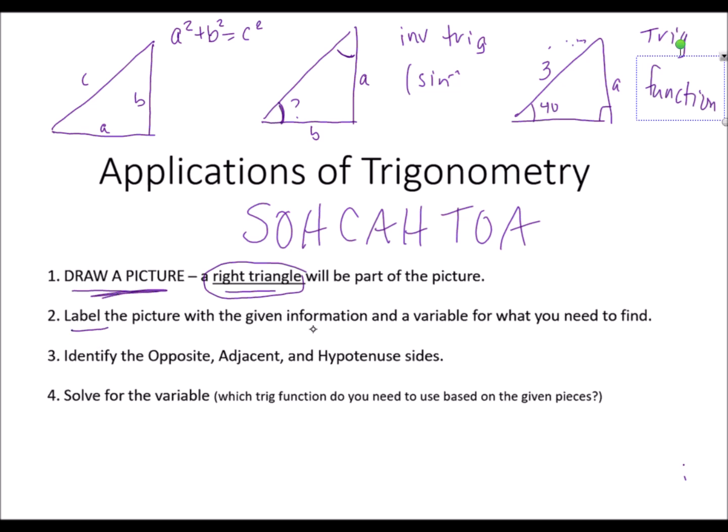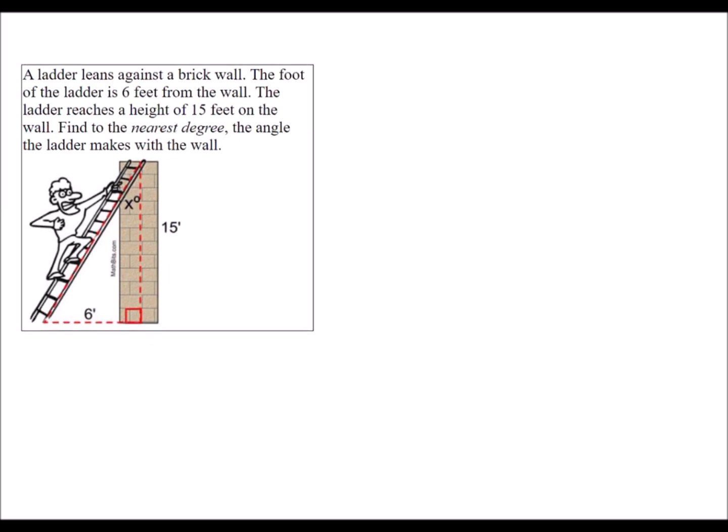Then label it. You're given some information. You've got a variable to put somewhere. Do your A, B, C, capital A, capital B, capital C if you need to. Then make sure that you identify the O, A, and the H. Just like before, you had to pick which trig function you need to use, and then you're going to solve. For example, this one says, a ladder leans against a brick wall. The foot of the ladder is 6 feet from the wall. The ladder reaches a height of 15 feet on the wall. Find to the nearest degree the angle the ladder makes with the wall.